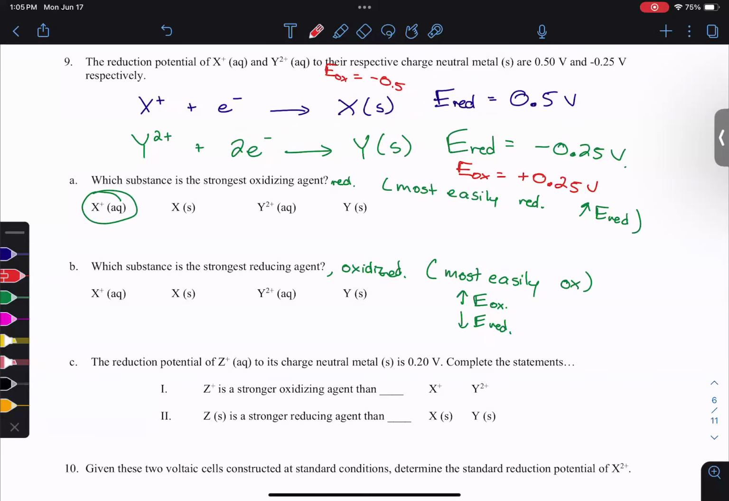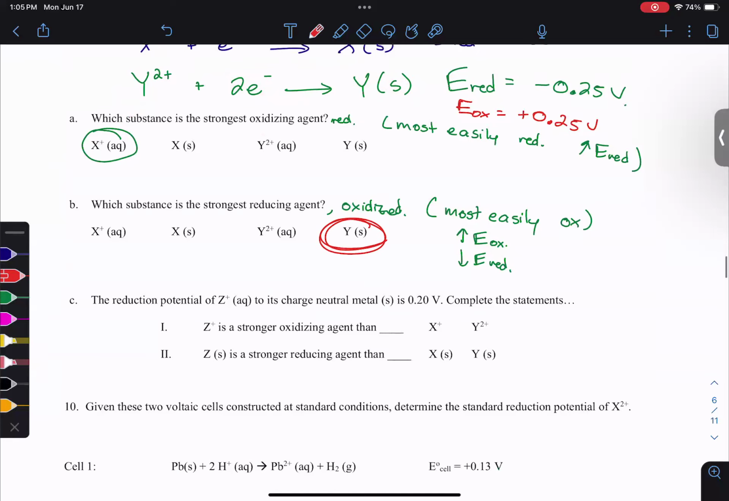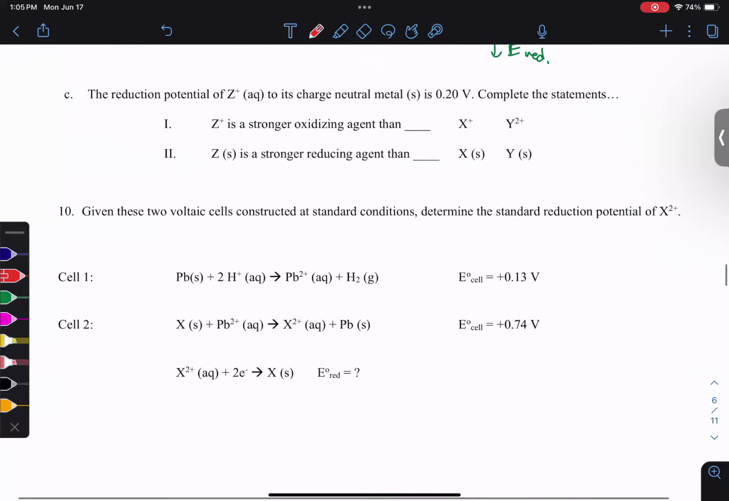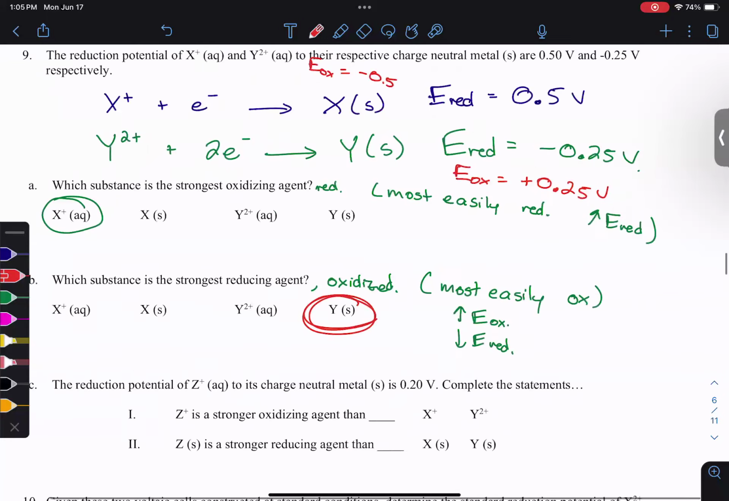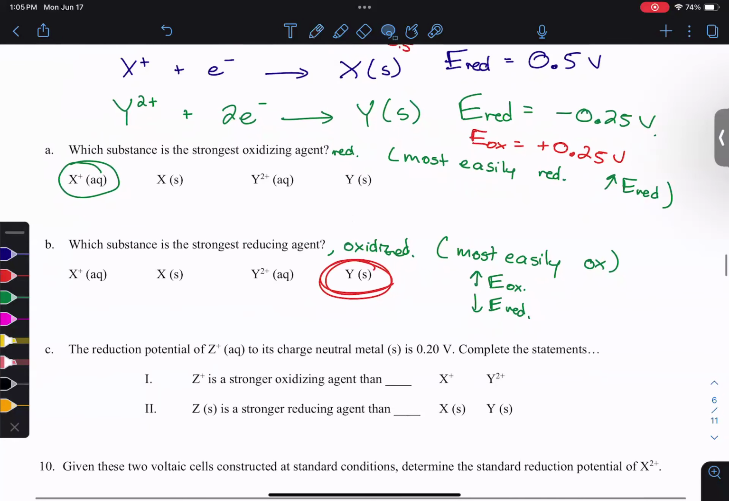But you need to point to the right thing. In this reaction, what is being oxidized, the forward or the reverse? It's the reverse reaction. So the answer here is Y solid is the best reducing agent. It's the easiest at being oxidized, right? Okay, keep going. All right, so with all that in mind, actually, we probably need these values still. Okay, so the reduction potential of Z plus is 0.2 volts.